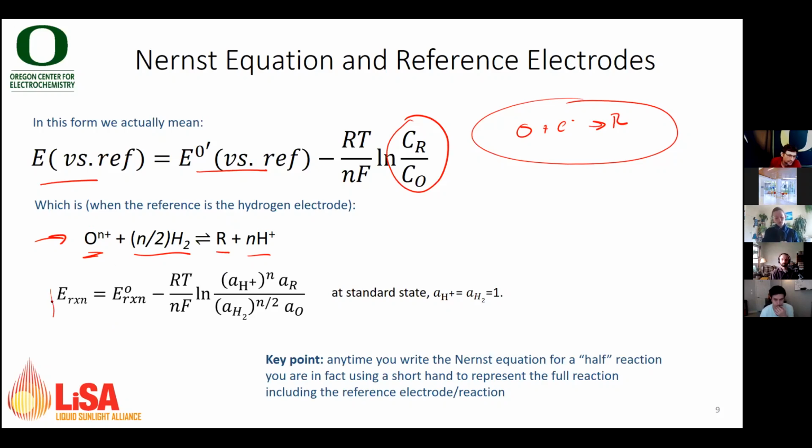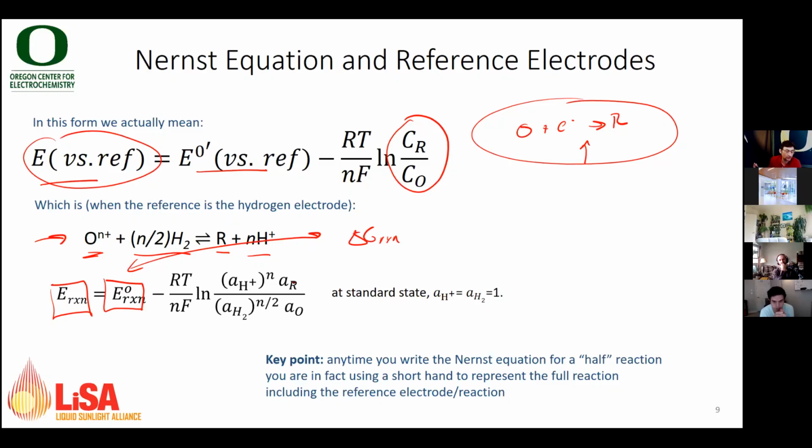So these are the E's. These are the E's that are actually connected to delta G. Okay, these are connected to delta G. So these E's are also connected to the delta G too. It's just you have to write the full equation. You can't just take this equation. You have to consider the full chemical equation, including the reference electrode.